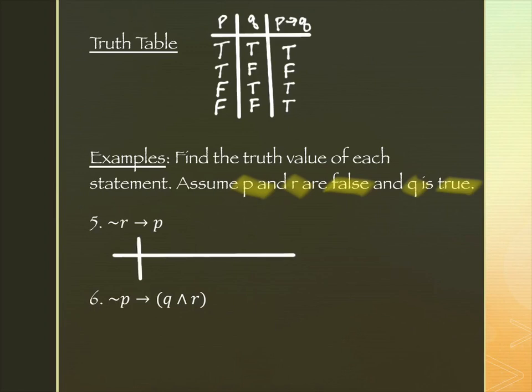Now, I realize they gave me in the description here P, Q, and R, but this statement on number 5 doesn't have a Q in it, so I don't need a Q in my truth table, okay? I really only need the P and the R. So I'm going to put in P and I'm going to put in R. And then moving from left to right, I have a tilde R first, so it will be helpful if I put that one first. It's not impossible if you put the tilde P first, but it'll be easier if you put tilde R first.